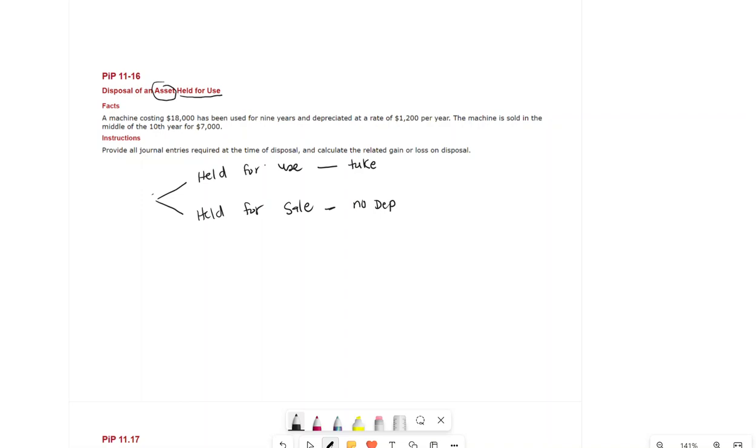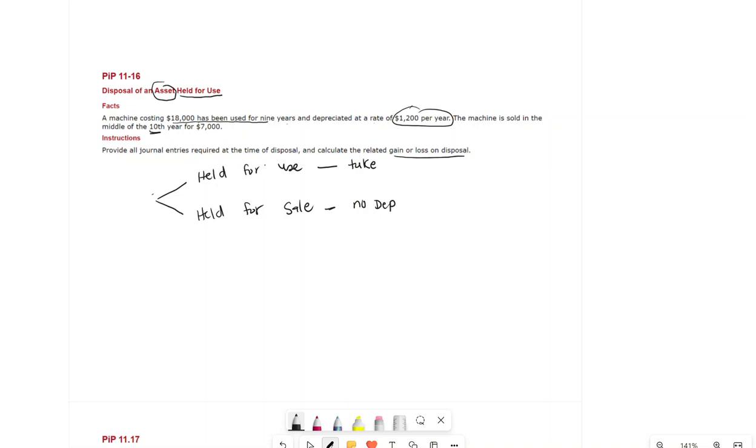So provide the journal entry at the time of the disposal and calculate the resulting gain or loss on disposal. What happens in this case? We want to know if it was used. Is this held for use? The 18,000 machine has been used. So we need to know how long it's been used for. They said 9 years, depreciated at the rate of $1,200 per year. The machine is sold in the middle of the 10th year.